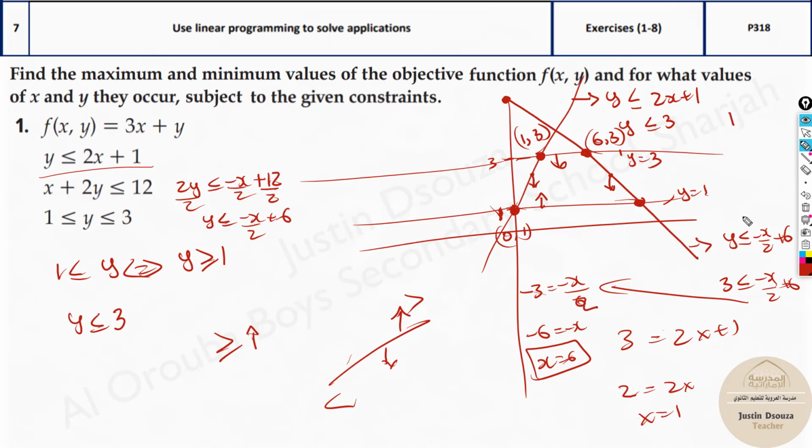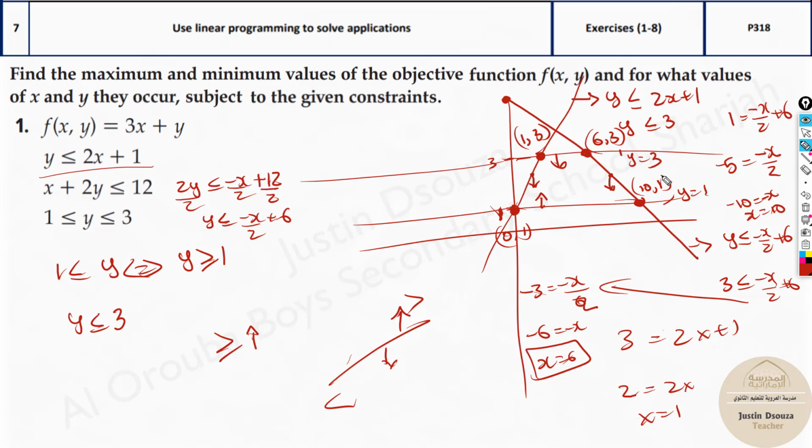Substitute over here instead of y as 1. Minus x by 2 plus 6 goes to the other side, it will be minus 5 equals minus x by 2. Take this to the other side. Minus 10 is equal to minus x. X is equal to 10. So this point is 10, 1. This is how we find the vertices.